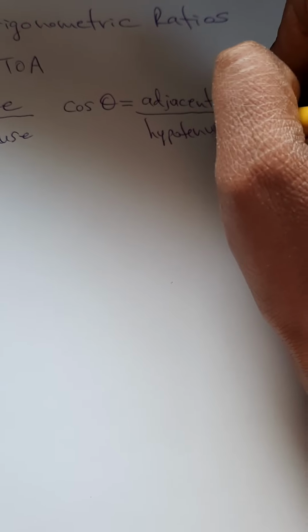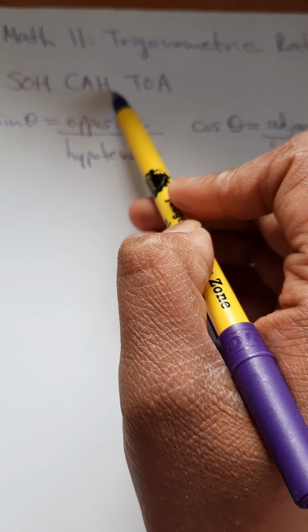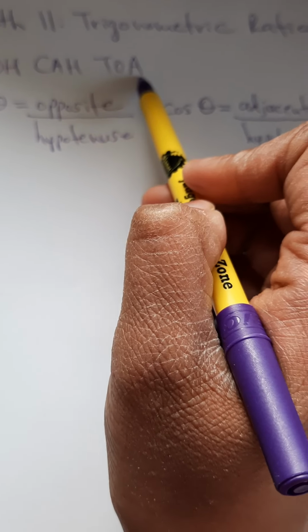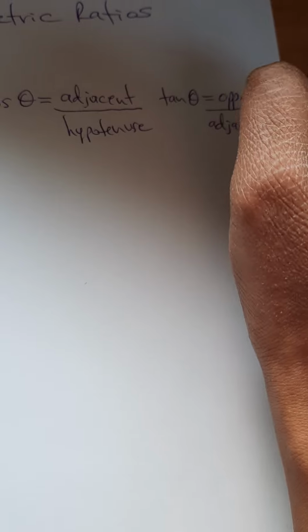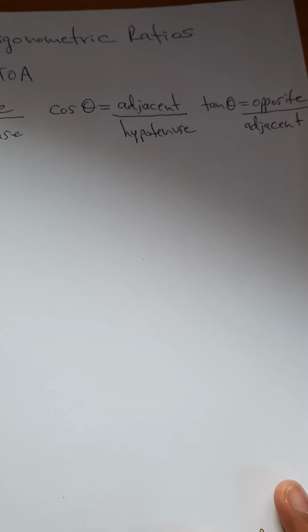The second ratio is going to be the cosine ratio, or the cos ratio. So cos theta equals the adjacent over the hypotenuse, which is just this, adjacent over hypotenuse. If you look at the tan ratio, it's the opposite over the adjacent. So I'm going to write it right here. So tan theta equals opposite over the adjacent. So here I have all the ratios.